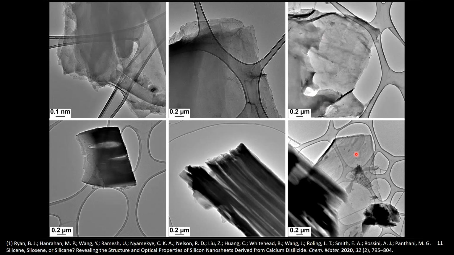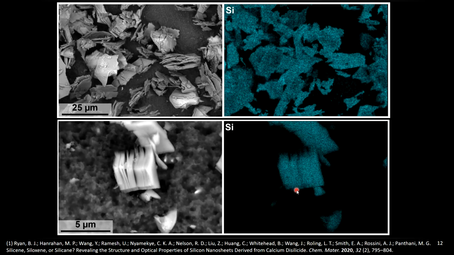So if we look at TEM, we can see that the product is clearly comprised of very thin nanosheets. Now I'm just showing two different perspectives here. One of them is top-down, where we can see through the nanosheets. And on the bottom here, this is looking at the sheets on the edge, as if you were looking down the pages of a closed book. And an SEM-EDS analysis clearly indicates that these nanosheets are comprised of silicon.